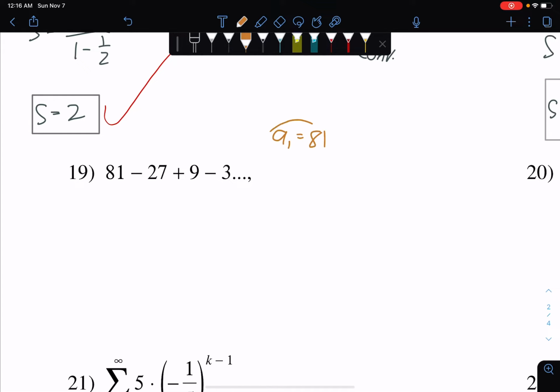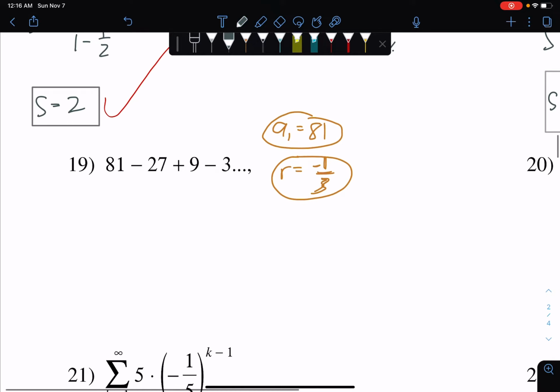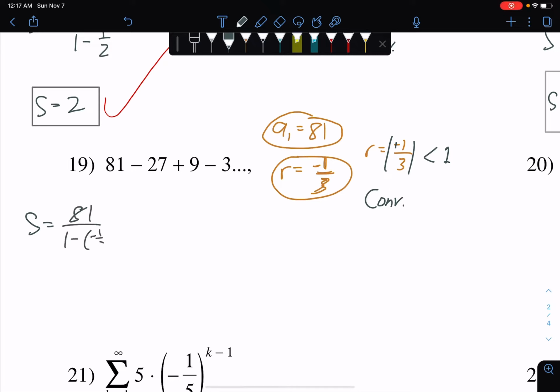A sub 1 is equivalent to 81. R, our common ratio, negative 27 divided by 81. We get negative 1 over 3. Negative 3 divided by positive 9, we still get negative 1 over 3. This is indeed correct. Let's actually assess first. I almost forgot. R is equivalent to negative 1 over 3. Make this positive, which is less than 1. So, series converges. Therefore, we can find the sum. S is equivalent to 81 over 1 minus negative 1 over 3. Our answer would be S is equivalent to 243 over 4.